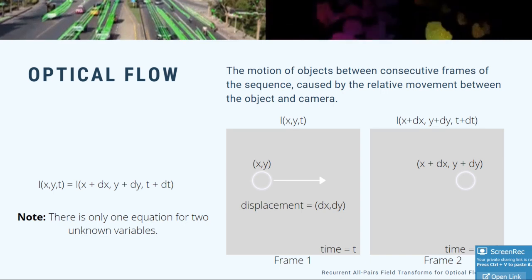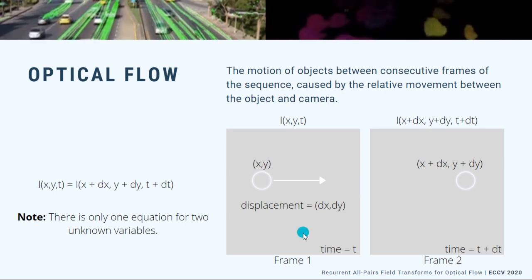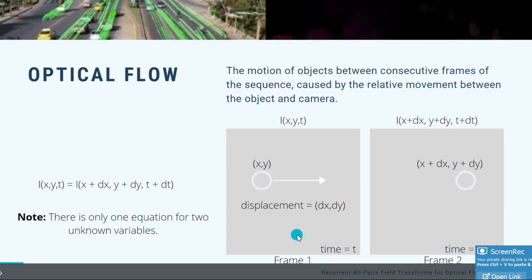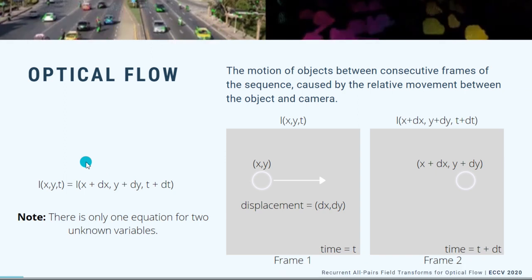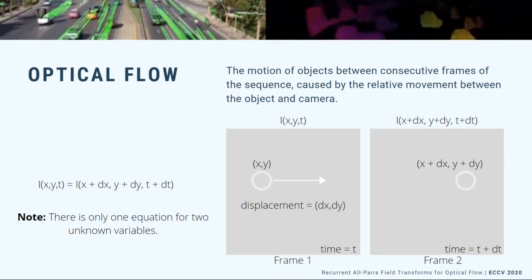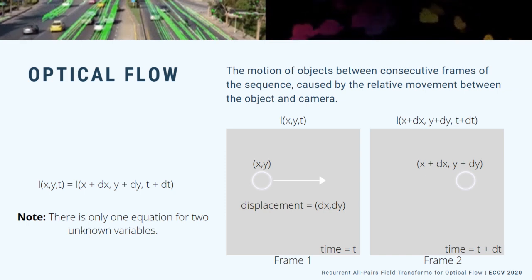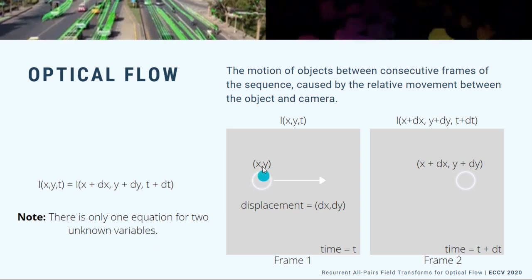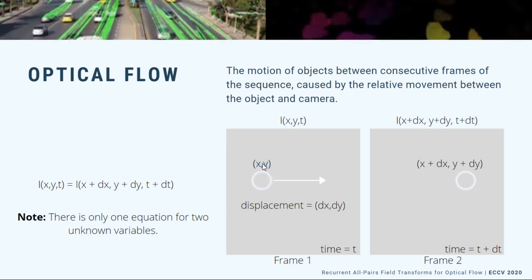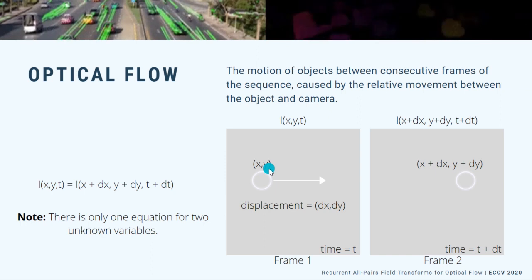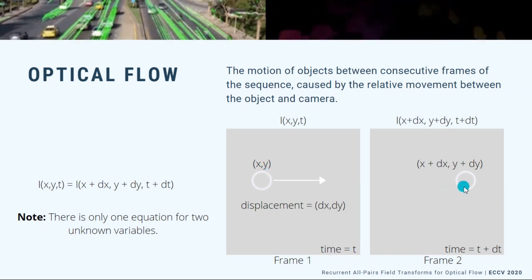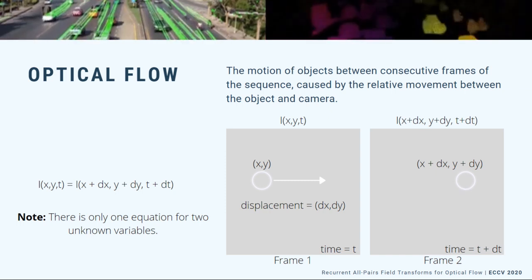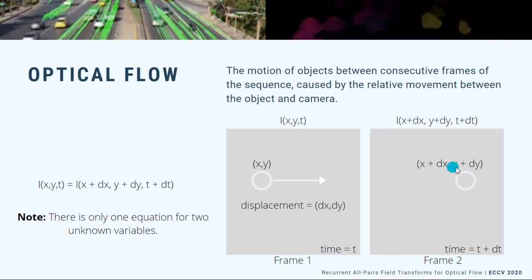In this picture there are two consecutive frames, frame 1 and frame 2, at time t, and we aim to find the optical flow from frame 1 to frame 2 for a given pixel A with the coordinates x and y. In frame 1, we aim to find the corresponding pixel A prime in frame 2 by predicting the 2D displacement vector dx and dy.